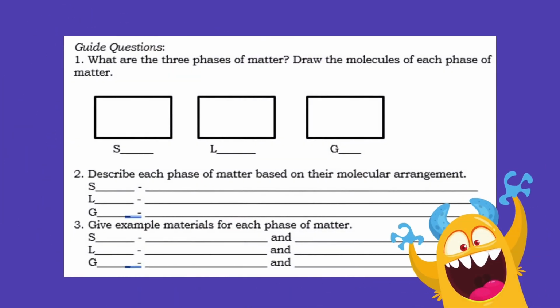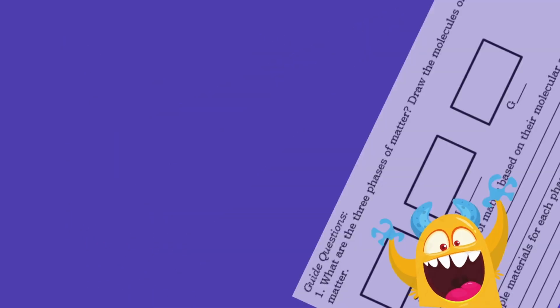Okay, so another activity, what are the 3 phases of matter? So we all know we have the solid, liquid, and gas. Describe each phase of matter based on their molecular arrangement. Okay, give an example of materials for each phase of matter. So you can answer that one if you already watched the video, but you can go back anytime if you haven't yet, because this time we're going to describe the 3 states of matter, and you can just listen first and then afterwards you go back to this activity and try to answer.